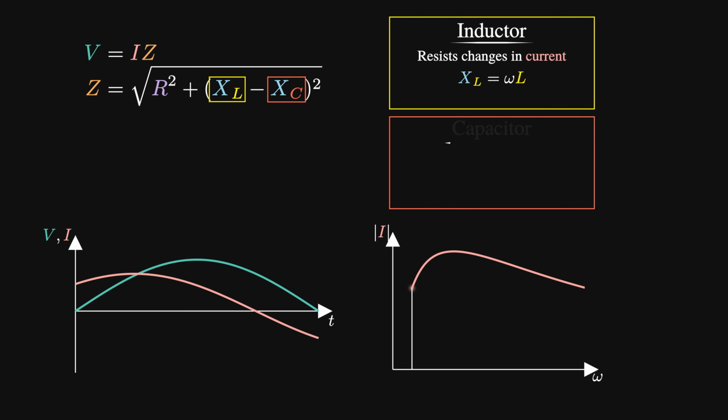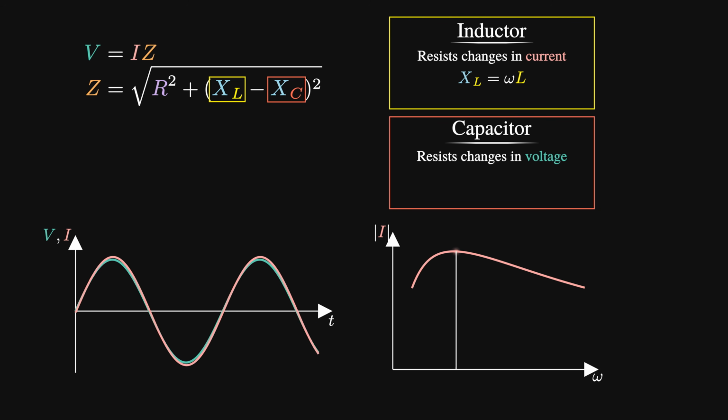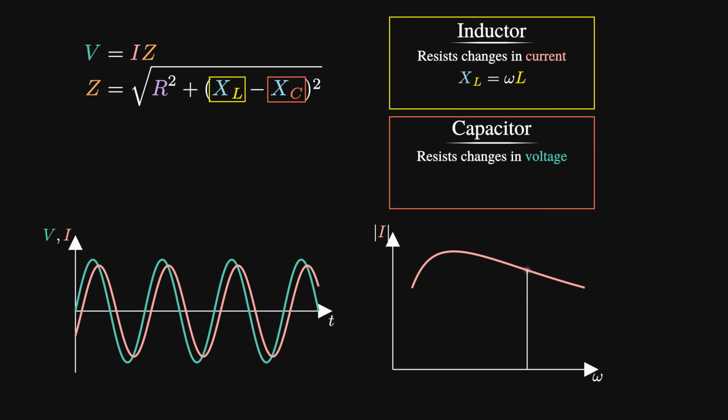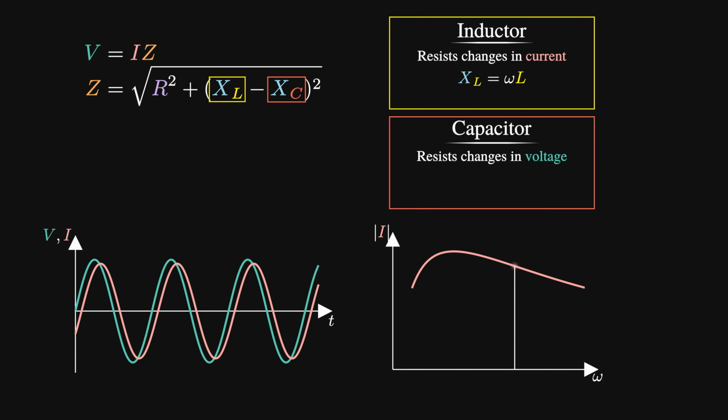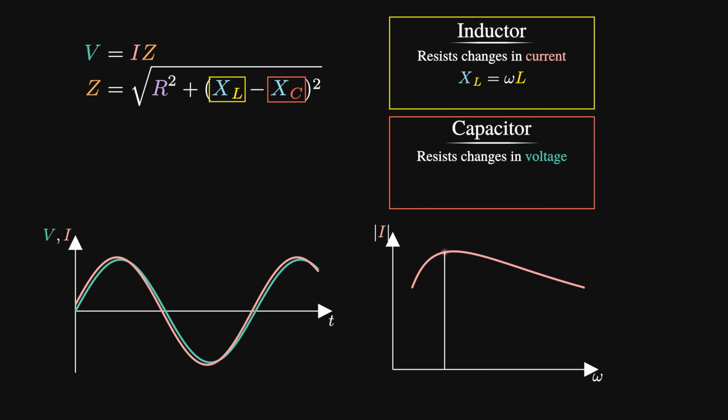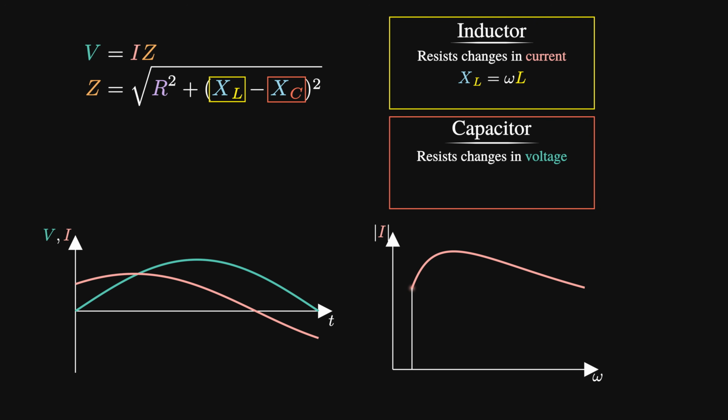Capacitors, on the other hand, behave in the opposite way. A capacitor resists changes in the voltage because the electric field takes time and energy to grow. When the voltage is changing slowly, it takes time for charge to accumulate on the plates, so the capacitor strongly resists the current. But when the voltage changes rapidly, charges only need to move small distances, and the capacitor allows current to flow more easily. In other words, the capacitive reactance decreases as frequency increases, where XC equals 1 over omega times C.